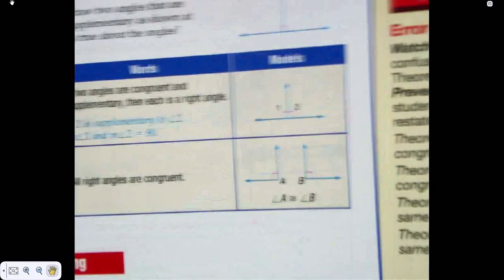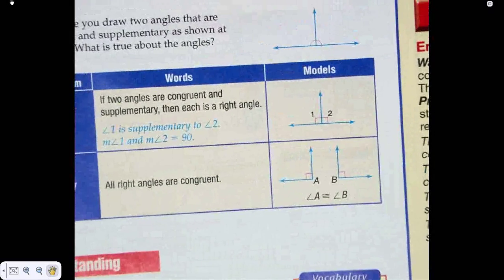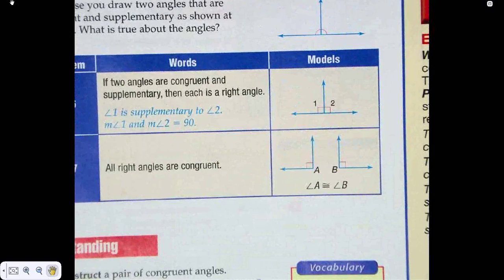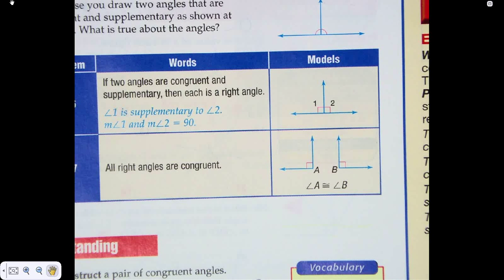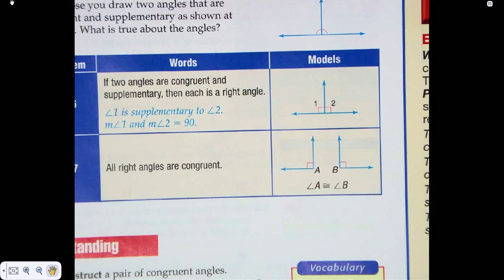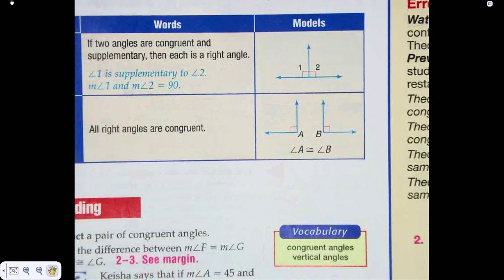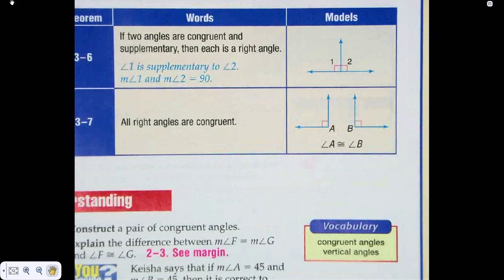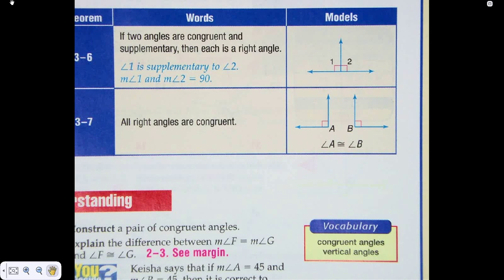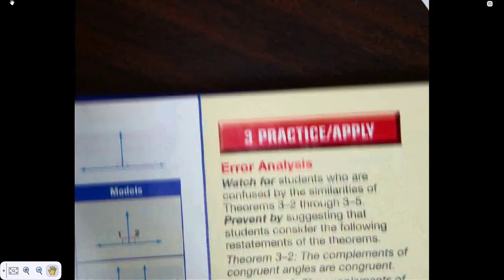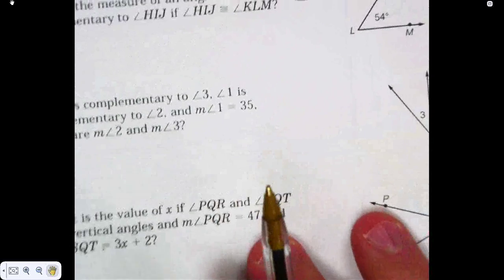I think you could have figured this out on your own. If two angles are congruent and supplementary, then each is a right angle. What's the only way to split up 180 evenly? 90 and 90. All right angles are congruent. Did I need to tell you that one? Probably not, as long as you know that all right angles are 90 degrees. These are simple concepts; the theorems just make them sound a little harder than they are.